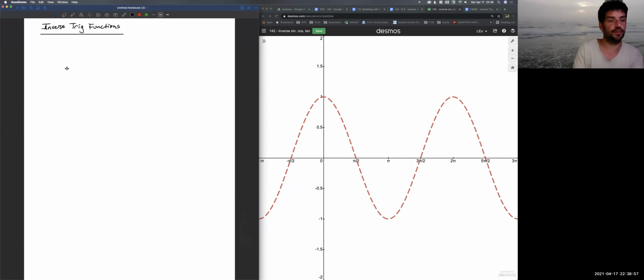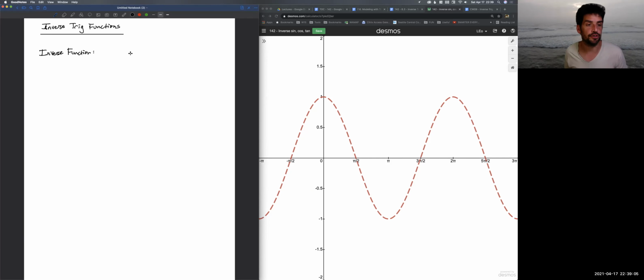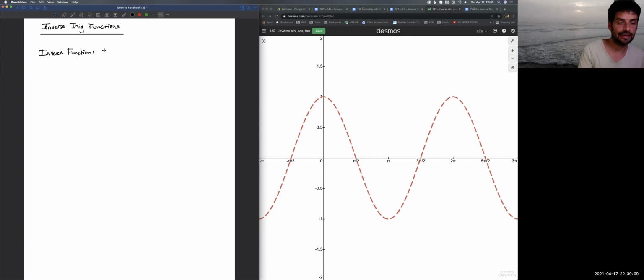So what is an inverse function? Well, without being very technical, we can say it is a function that, if you have an original function, undoes the original function. I'll give the notation in just a second.